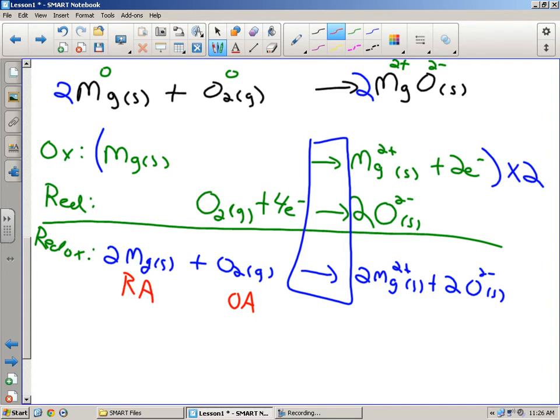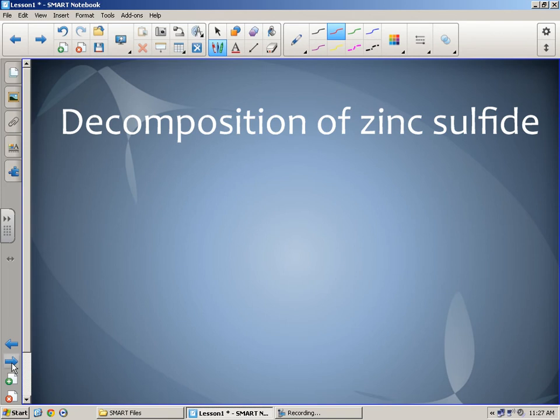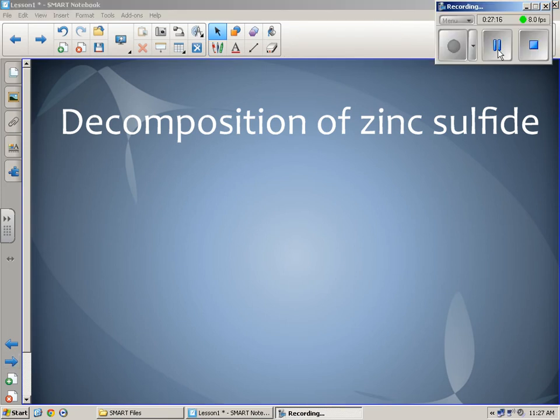Is magnesium being oxidized? Yes. Magnesium is losing 2 electrons. It's being oxidized, so it's your reducing agent. Make sure you keep those definitions straight, because that's a big deal. When I say a big deal, I mean a big deal. Big, capital big deal. Okay? Good? Next. Decomposition of zinc sulfide. Do that one. Or at least write out the equation.